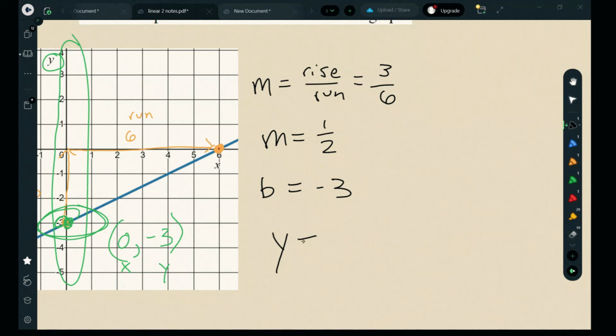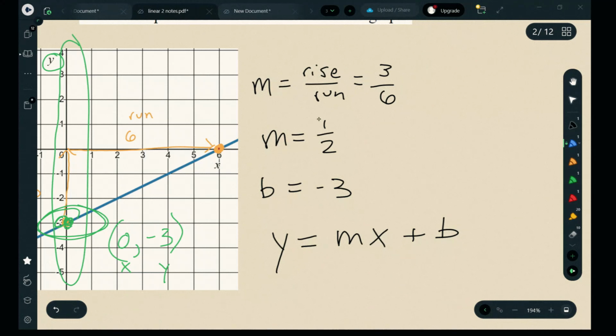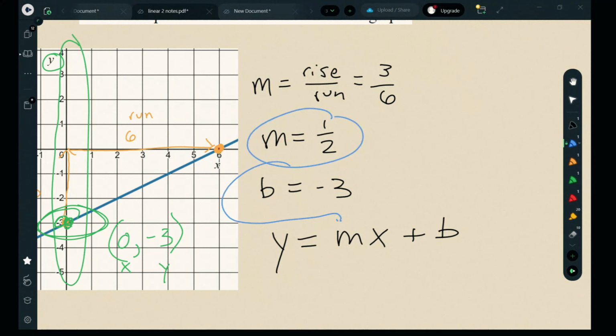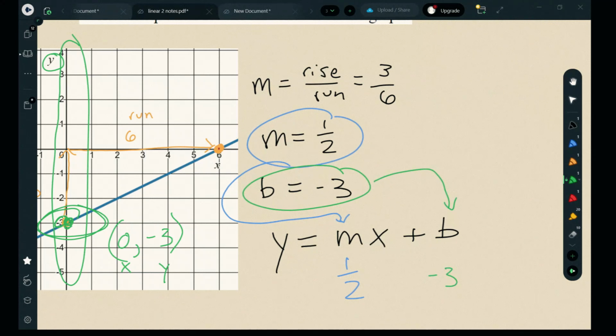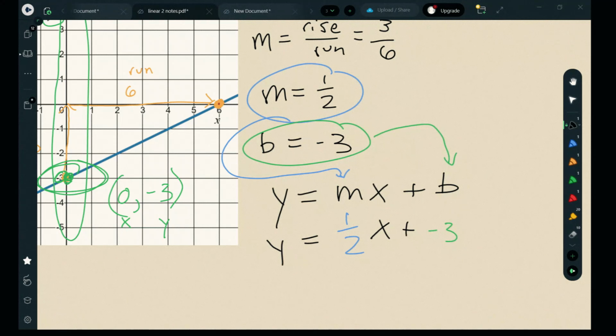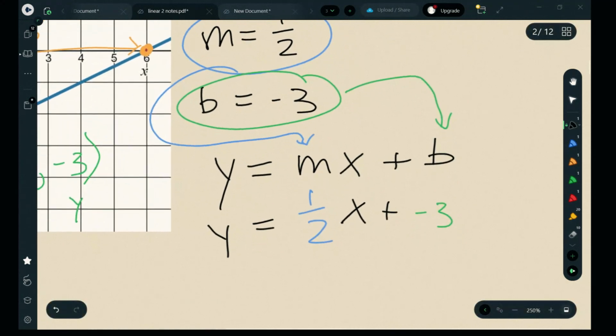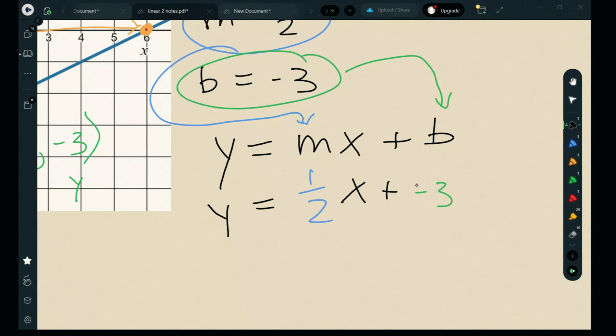And so now y equals mx plus b. Going to plug in the m right here, 1/2. Plug in the b right here, negative 3. Bring down the rest of this equation. Y equals 1/2 x plus negative 3. And there's our answer. Before I make this my final answer, I see something I can clean up, and that's right here. Plus a negative is just the same thing as subtracting 3. So I'm going to write this as y equals 1/2 x minus 3.